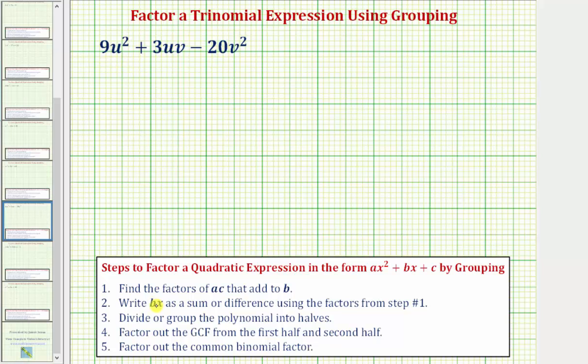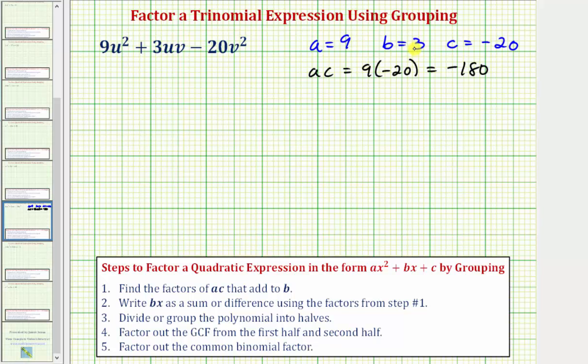So step 1 is to find the factors of AC that add to B, where in this case A would be equal to 9, the coefficient of u squared. B would be equal to the coefficient of the uv term, which is positive 3. And C would be equal to the coefficient of the v squared term, which is negative 20. And therefore AC is going to be equal to 9 times negative 20, which equals negative 180. So we're looking for the factors of negative 180 that add to B, or add to 3.